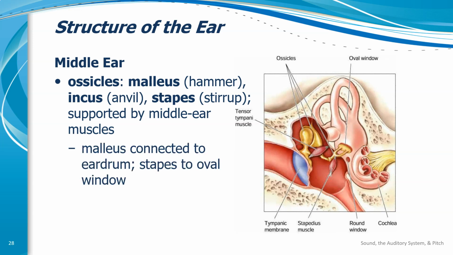And the order is pretty important. On the one end, the malleus is connected to the tympanic membrane, and at the other end, we have the stapes connected to the oval window on another structure that I will get to.